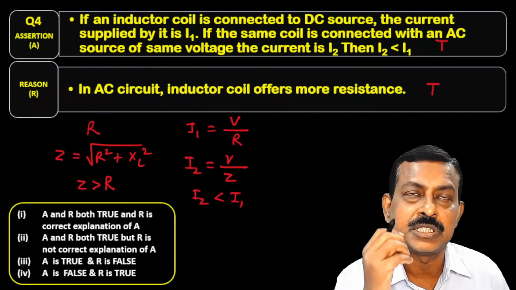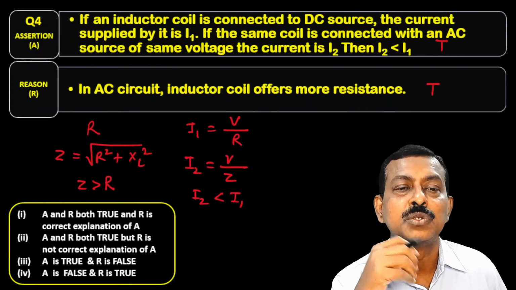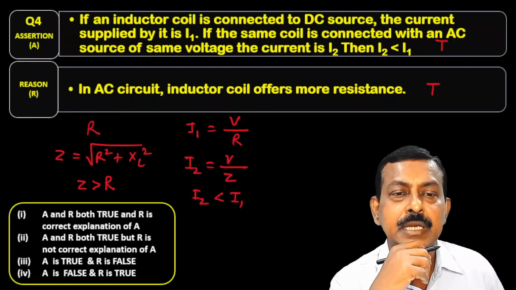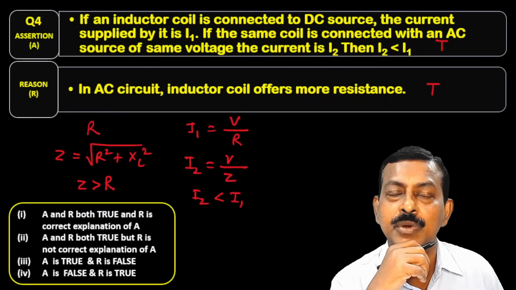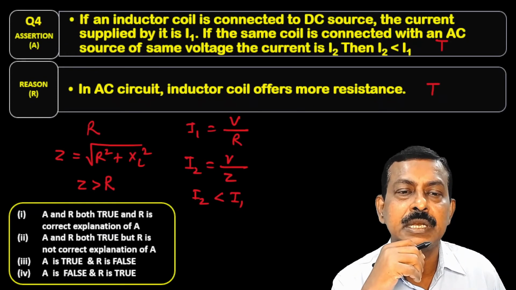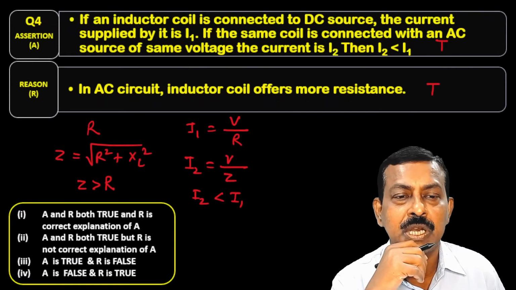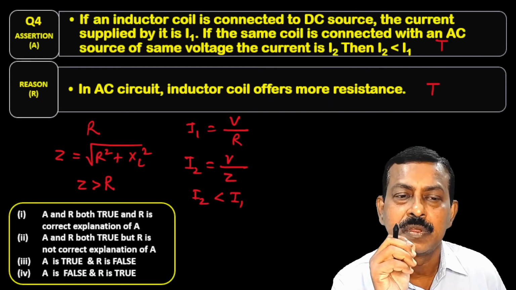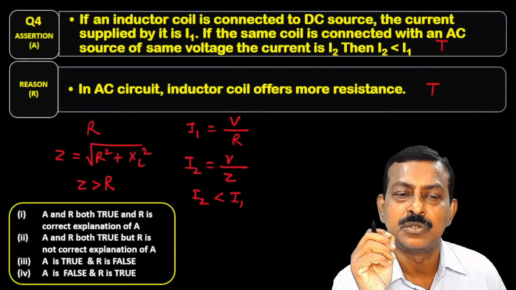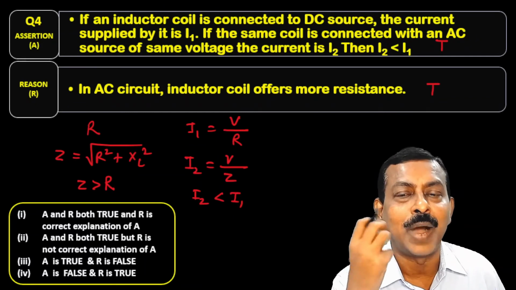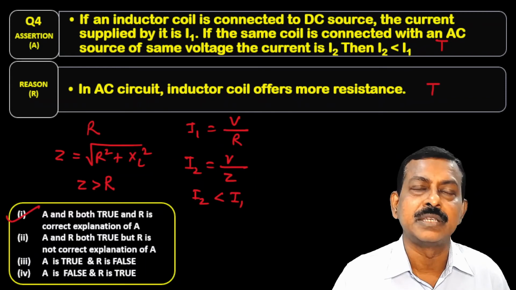Now let's see whether the first option is correct or the second one. For that, we take: if an inductor coil is connected to a DC source, the current supplied by it is I1. If the same coil is connected to an AC source of the same voltage, the current is I2. Then I2 is less than I1 because in an AC circuit, the inductor coil offers more resistance. So it is explaining properly why I2 will be less than I1. So the first one is the correct option.